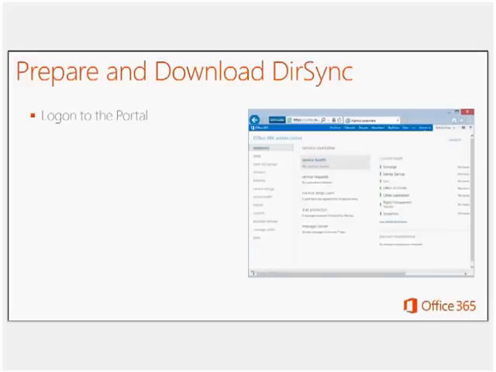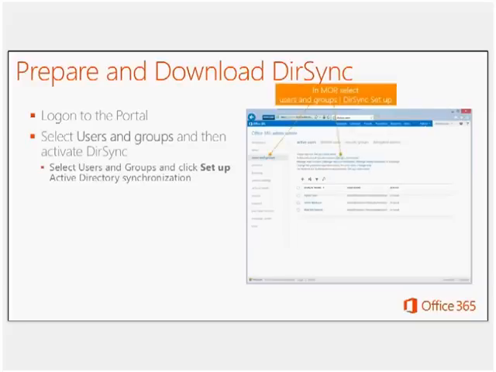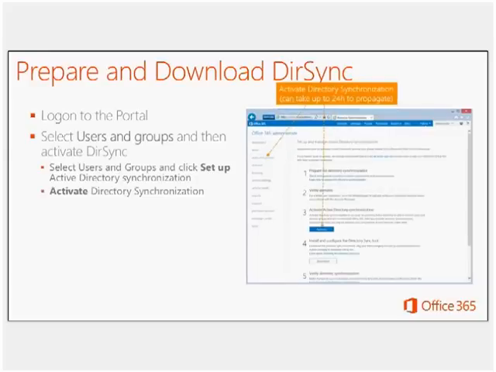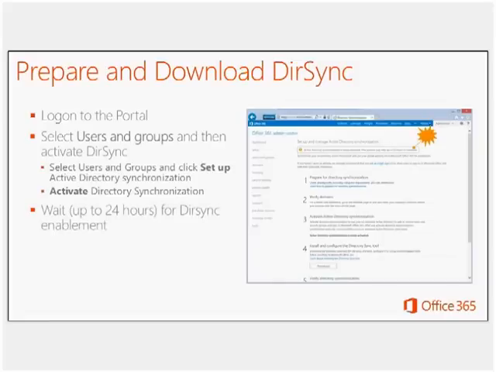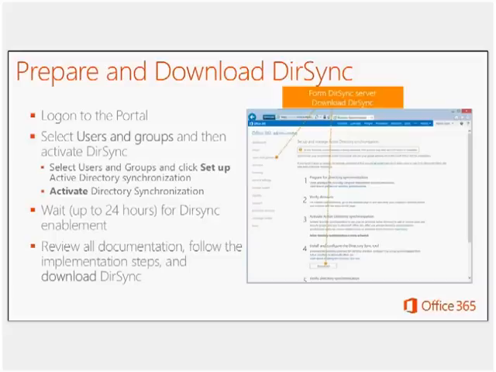Logging into Office 365, going in and selecting users and groups, and you can see there in the administration portal, DirSync, click setup, and it will kick you into a pretty quick and easy wizard that says, do you want to activate directory synchronization? Absolutely. Are you sure you want to activate it? Absolutely. And then it says, hey, while Active Directory synchronization might take up to 24 hours, here is the download for the directory sync tool. And then you can download and review the documents, get the tool running, and obviously it might take up to 24 hours to be successful, but that is the next step.